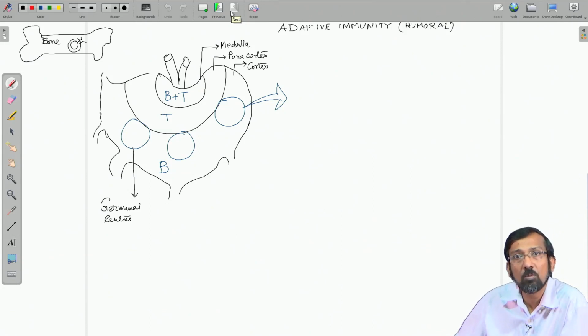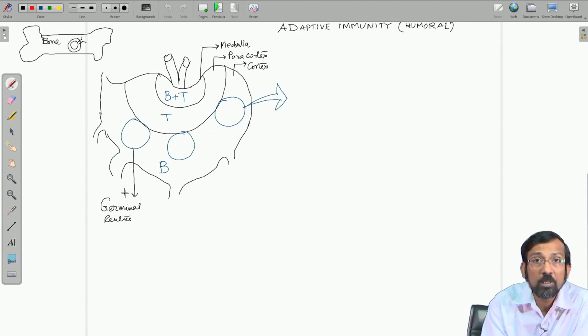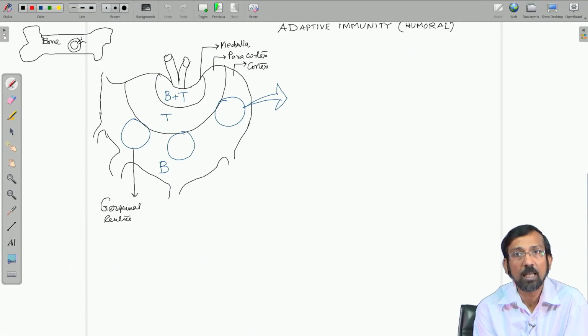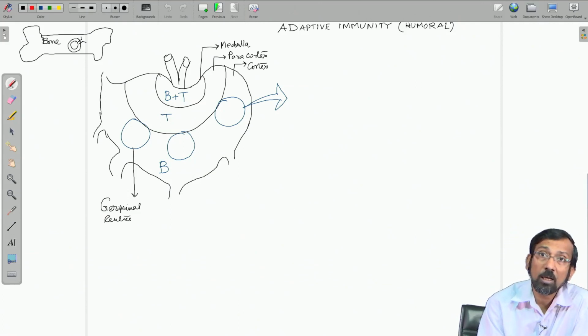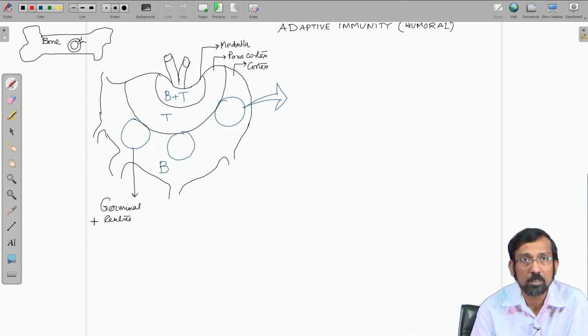In the cortex part, as I told in the last lecture, we have specialized centers known as the germinal centers, and these germinal centers are the sites of B cell activation and differentiation. What happens in this germinal center, and how does a mature B cell get activated and produce different types of immunoglobulins and develop into a plasma cell or a memory B cell? Let us see those events very quickly.